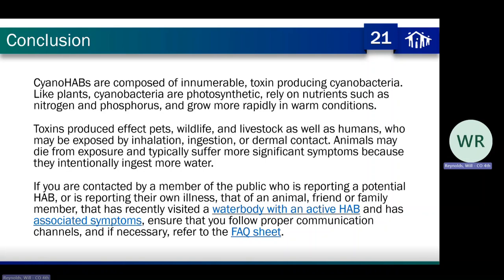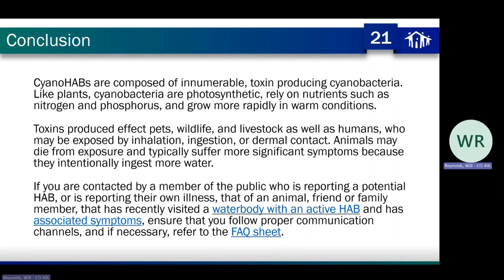And so in conclusion, cyanoHABs are composed of innumerable toxin-producing cyanobacteria. Of course, not all cyanobacteria produce toxins. However, like plants, cyanobacteria are photosynthetic. They rely on nutrients such as nitrogen and phosphorus and grow more rapidly in warm conditions in slow-moving and stagnant waters. The toxins produced affect pets, wildlife, and livestock, as well as humans, who may be exposed by inhalation, ingestion, or dermal contact. Animals may die from exposure and typically suffer more significant symptoms because they intentionally ingest more water.